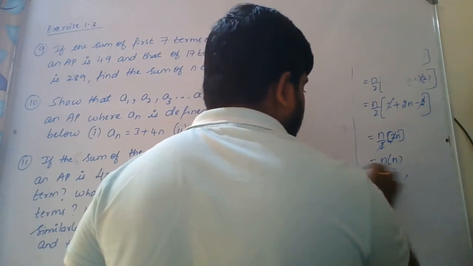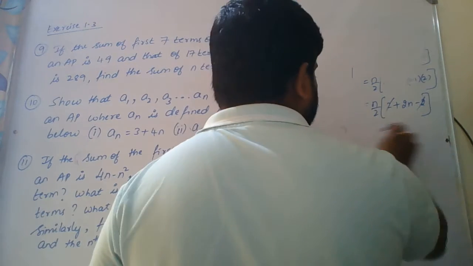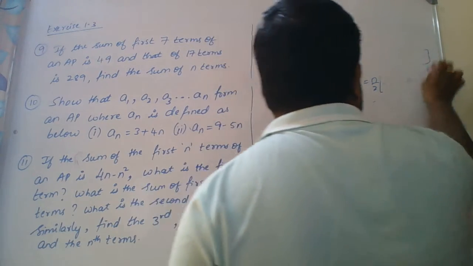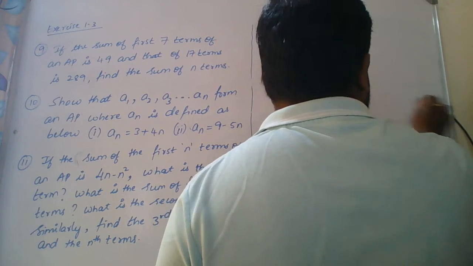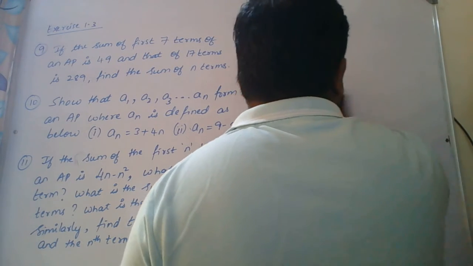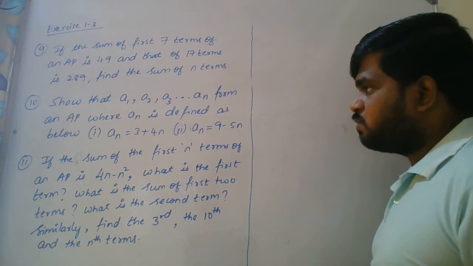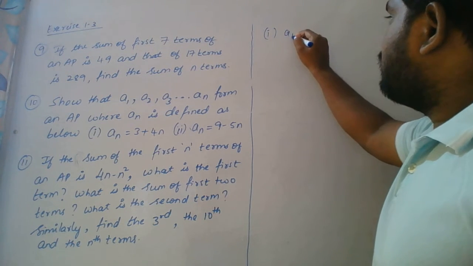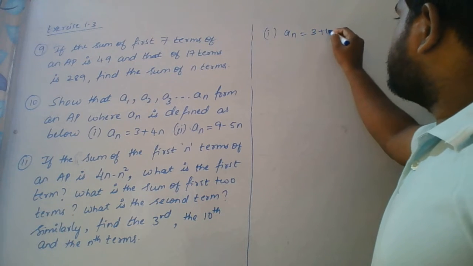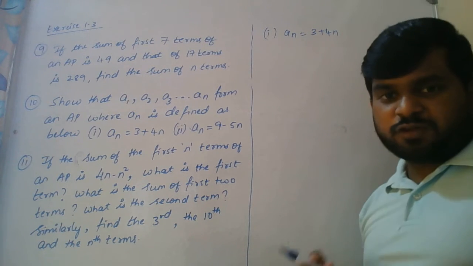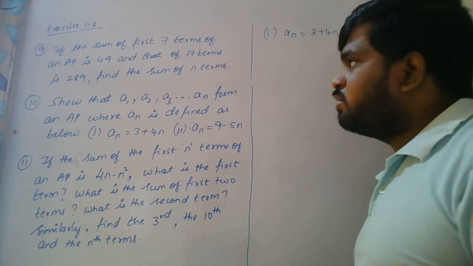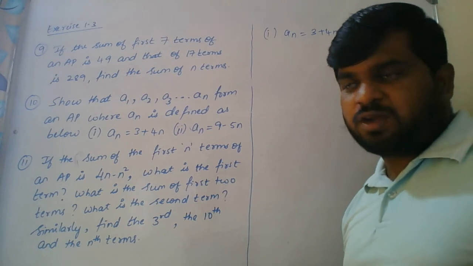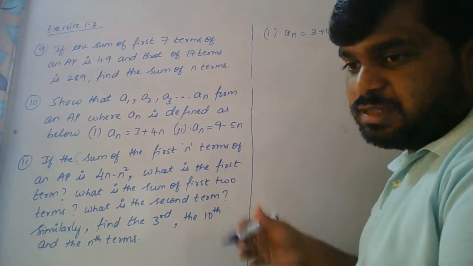Here there are two sub questions. I'll do one of them, and the other one you can take as a task and do it. It's very easy. The first one, an is given as 3 plus 4n. We have to check whether it is going to form an AP or not. It's very simple. Let's find a1, a2, a3, a4 and check whether a common difference is there or not.